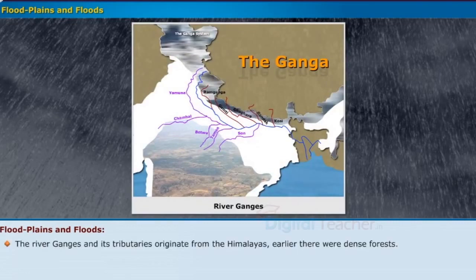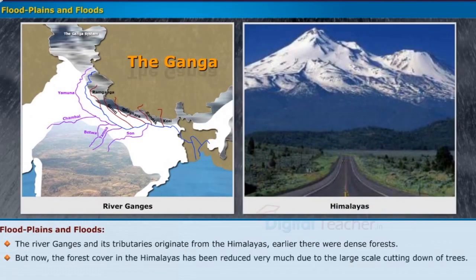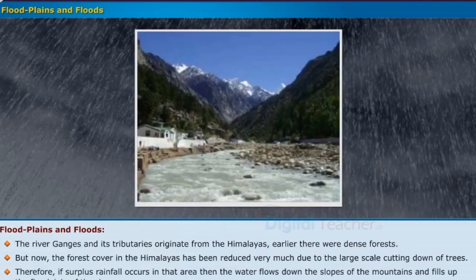The river Ganges and its tributaries originate from the Himalayas. Earlier there were dense forests. But now the forest cover in the Himalayas has been reduced very much due to the large-scale cutting down of trees. Therefore, if surplus rainfall occurs in that area, then the water flows down the slopes of the mountains and fills up the floodplain of the river.